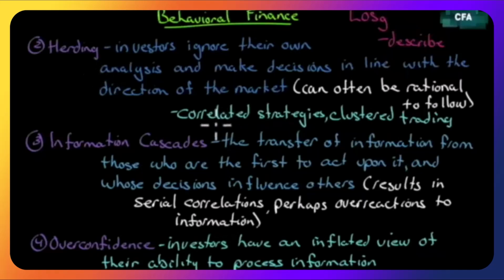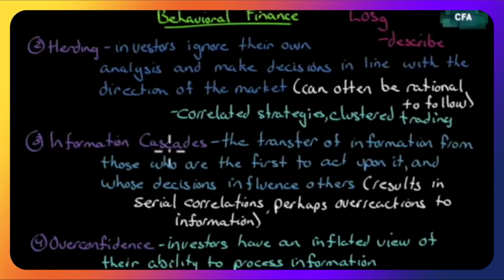This ends up with something called correlated strategies, where you take a bunch of funds, suddenly they're all doing the same thing. That's a correlated strategy. Now, when that strategy is over, you've got a bunch of funds that are going to leave that strategy at the same time. The end is ugly. Or what's called clustered trading.